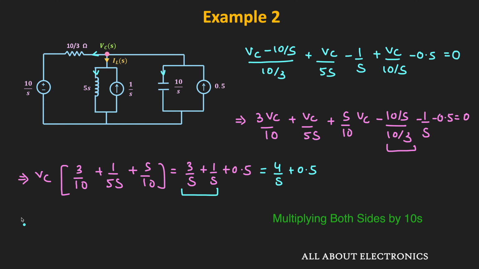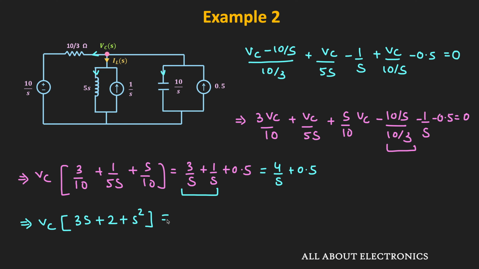So now, if we multiply both sides by the 10s, then we can write it as Vc times s square plus 3s plus 2, and on the right hand side we will have 5s plus 40. So we can say that Vc is equal to 5s plus 40 divided by s square plus 3s plus 2. So in this way we got the expression of the Vc of s.